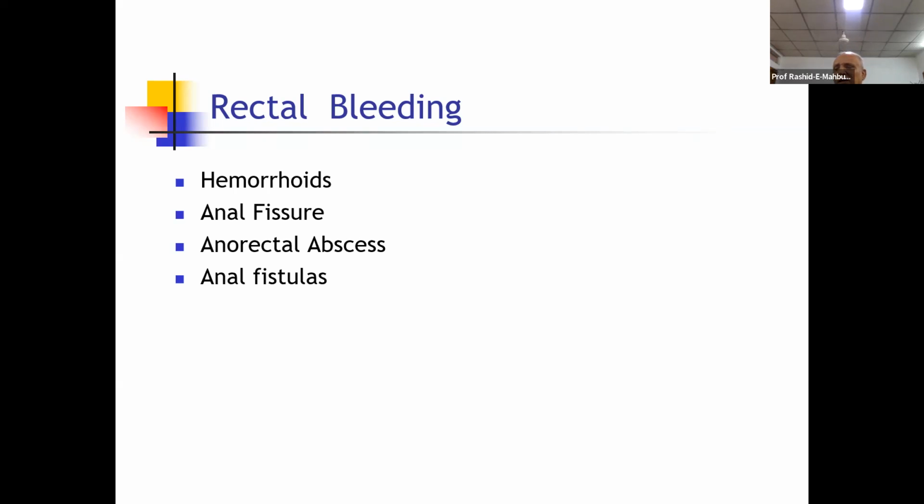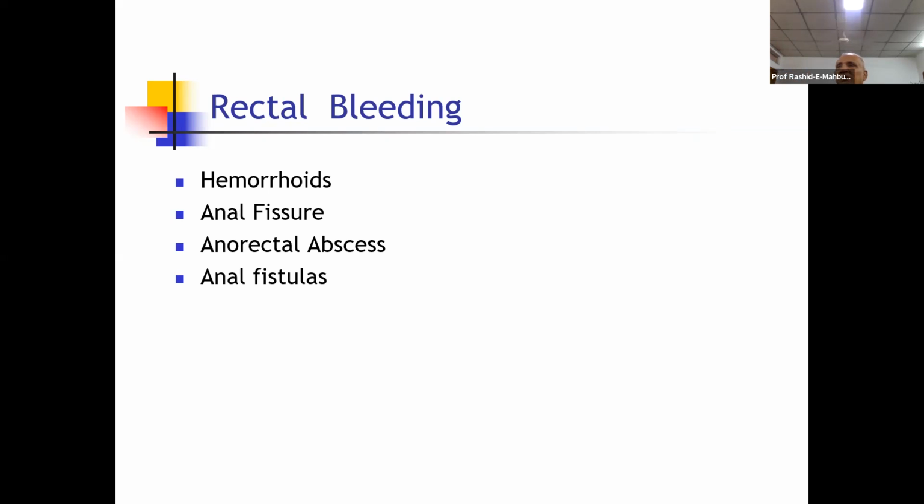And this fistula, again, there are different types. If it is within the subcutaneous, you can say from the skin, to the skin tag, to the anal mucosa, that is known as subcutaneous. Then you can have another one.